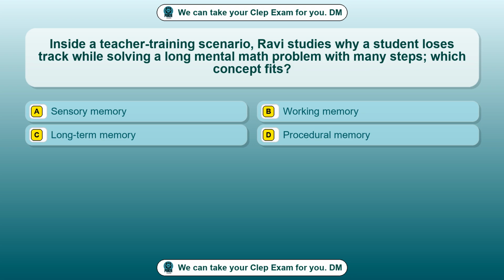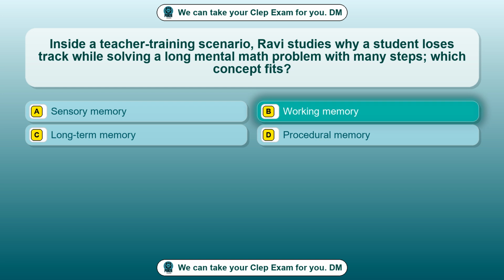Question 34. Inside a teacher training scenario, Ravi studies why a student loses track while solving a long mental math problem with many steps. Which concept fits? Option A, sensory memory. Option B, working memory. Option C, long-term memory. Option D, procedural memory. The correct answer is option B, working memory.